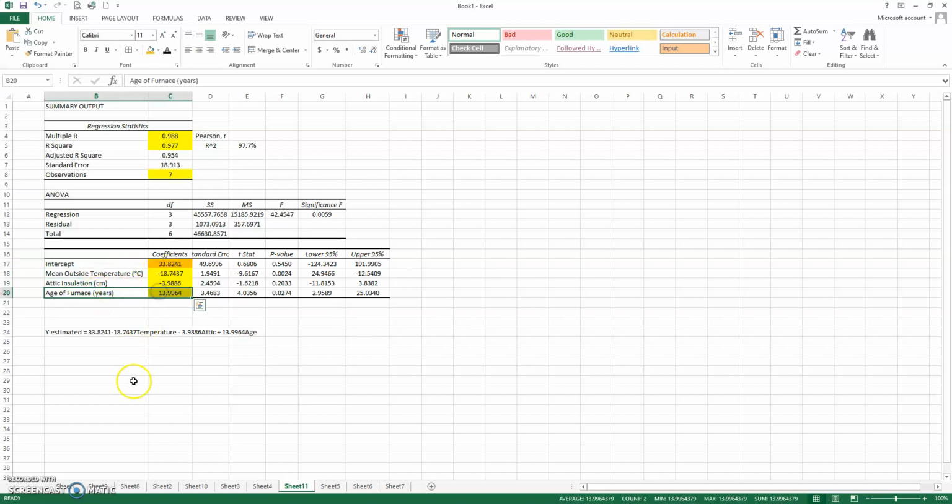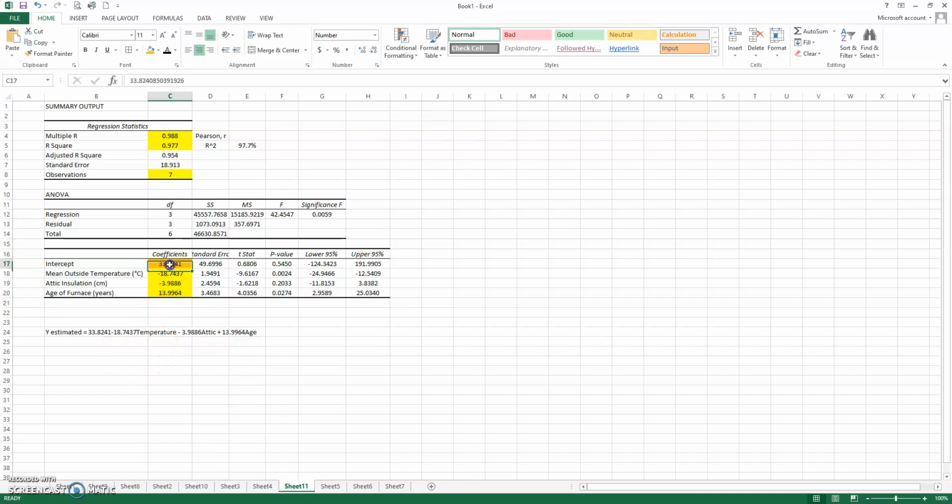This shows a positive correlation or positive slope. So these coefficient values are how much y will change by increasing the x values by 1 unit. So if the age of a furnace goes up from 7 years to 8 years, the additional estimated cost to heat this home is $13.9964, or approximately $14. Okay, so we have found the R value, the R-squared value, and we have developed an estimated regression equation.